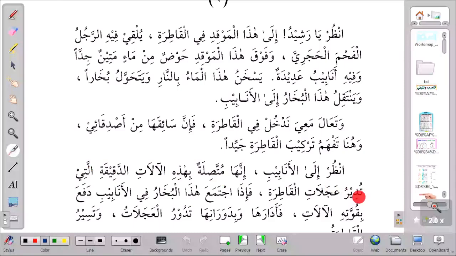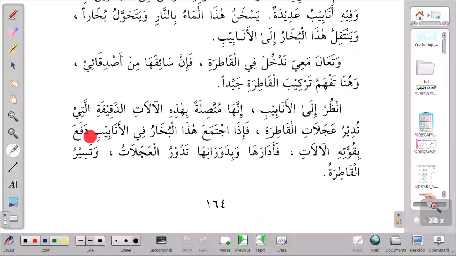Allati tudiru ajalat al-qatira, that which, adara yudiru here. Adara, the verb is adara yudiru. It means to regulate something, or to move something. That which moves or regulates the ajalat, the wheels of the qatira, of the locomotive. I hope that is clear.